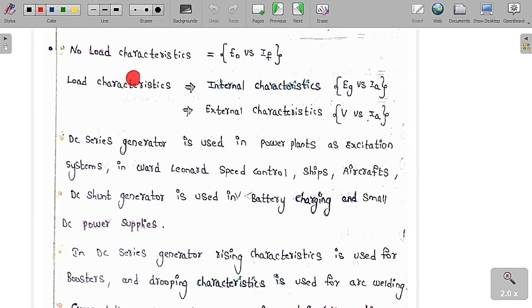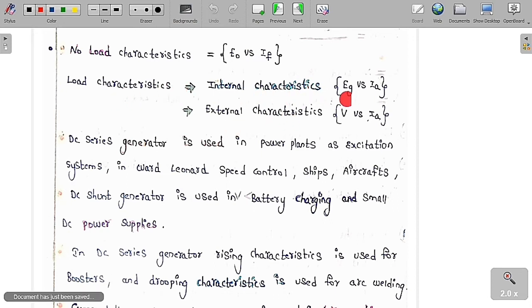So, no load characteristics. No load characteristics, or open circuit characteristics, means a graph between the no load induced EMF versus the field current. And the load characteristics means the internal characteristics and the external characteristics.